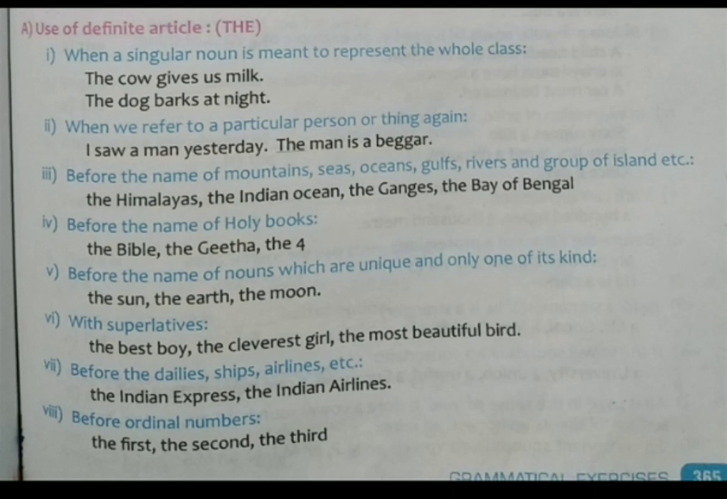Then next, before the names of mountains, seas, oceans, gulfs, rivers and groups of islands, etc. Okay, so when you are mentioning the name of a mountain or a sea or an ocean or gulfs or rivers or a group of islands, in all these places you have to use the word the before that. See, we can see the Himalayas, name of a mountain, is it? The Indian Ocean, the Ganges, the Bay of Bengal, sea, river, ocean, mountain, whatever it may be. Whenever you are saying the name of that, you have to use the definite article the before that. Got it, children? So before the names of mountains, seas, oceans, rivers, whenever you are mentioning such things, before that you have to use the definite article the.